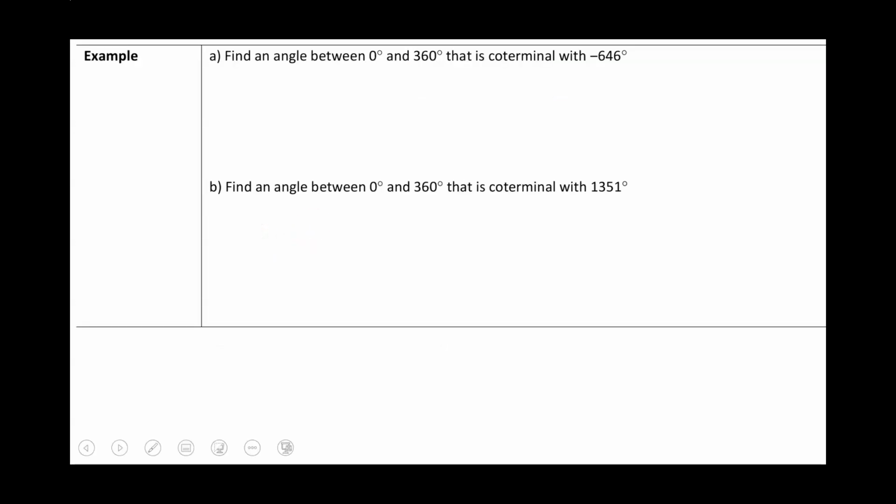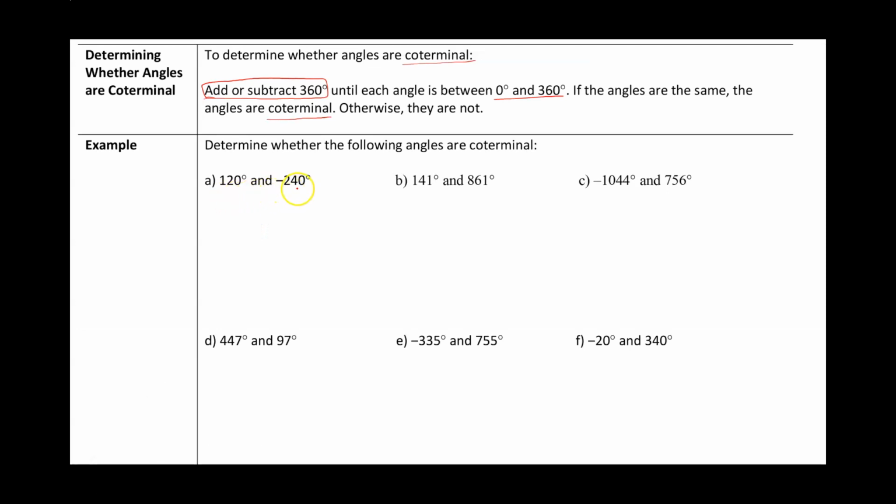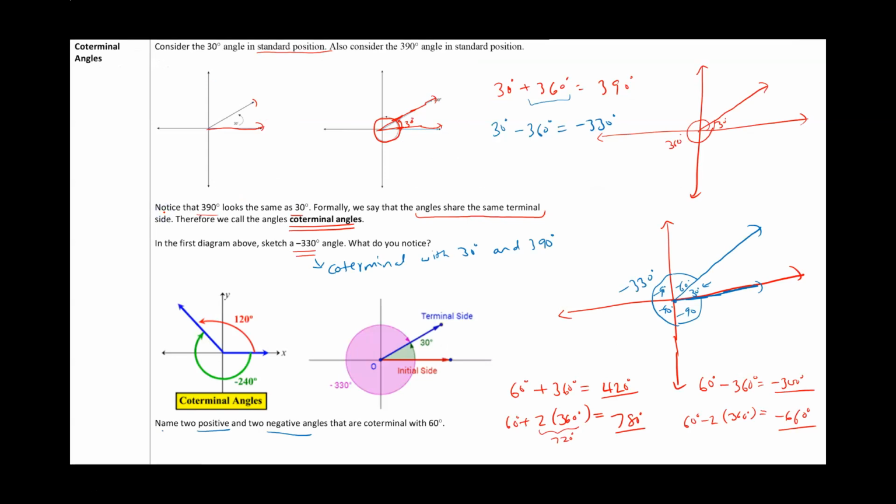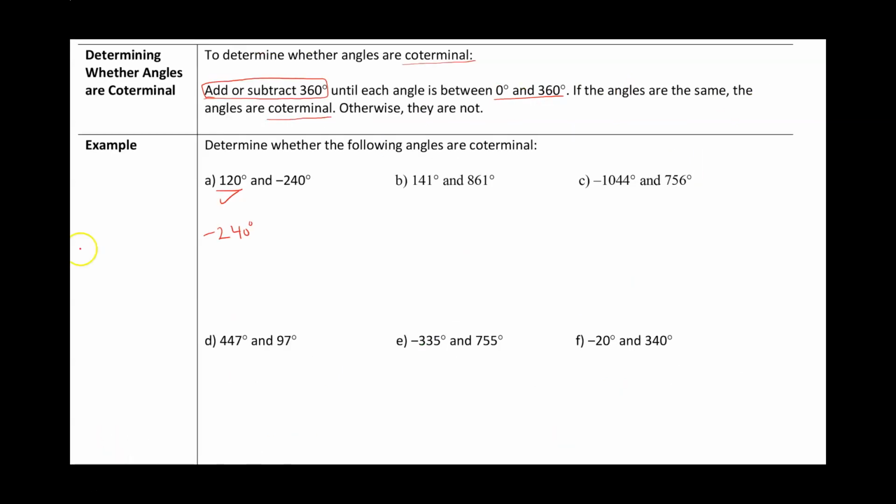We have 120 and negative 240. Now 120 is between 0 and 360, so that one's good. Negative 240 isn't. So our objective is to take each angle and add or subtract 360 until we get an angle that is in between 0 and 360. So the angles have to be between 0 and 360. So if I take negative 240 and add 360 to it, because remember that's one full rotation, this gives me 120 degrees.